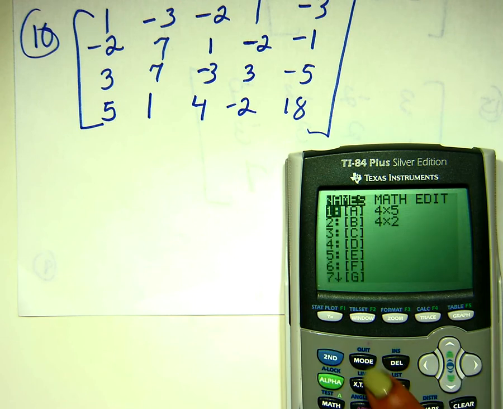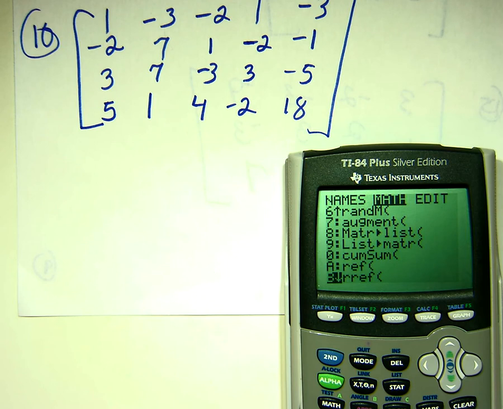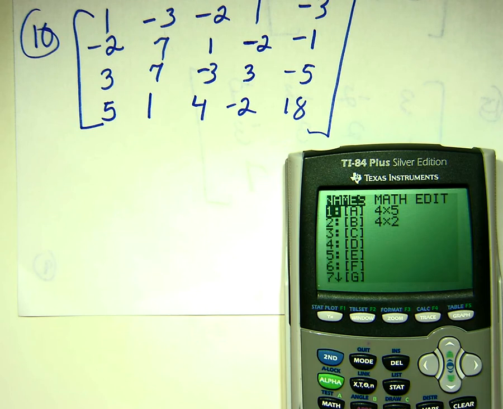Second matrix. Go over to math, go all the way down to RREF for reduced row echelon form. So that's going back to 8 and 9 examples. Remember, you're looking for your diagonals of 1s and 0s. Hit enter. We're going back to second matrix. We're going to select matrix A. Hit enter twice.